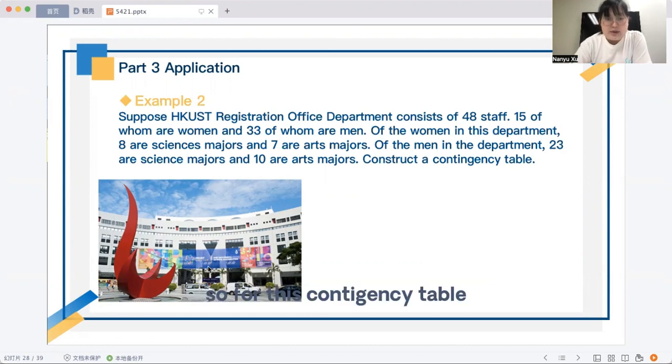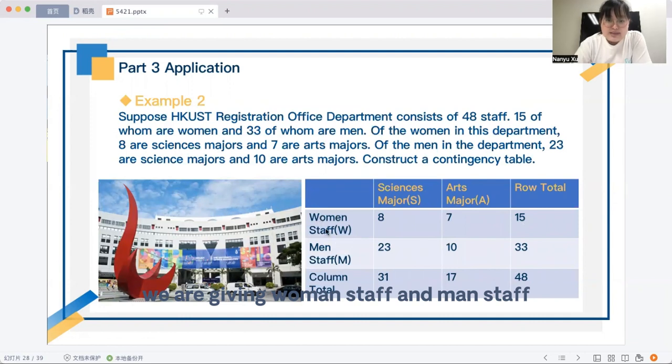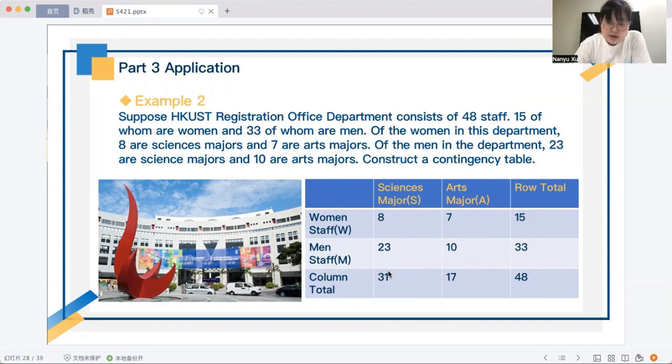So for this contingency table, we are given women staff and men staff. With science majors, women have 8. For men science majors, they have 23. For women with arts major, we have 7 here. For men with arts major, we have 10 here. And we calculate the row total. There are a total of 15 women staff and 33 men staff. And there are 31 science major staff and 17 arts major staff. The total is 48. We have 48 staff total.